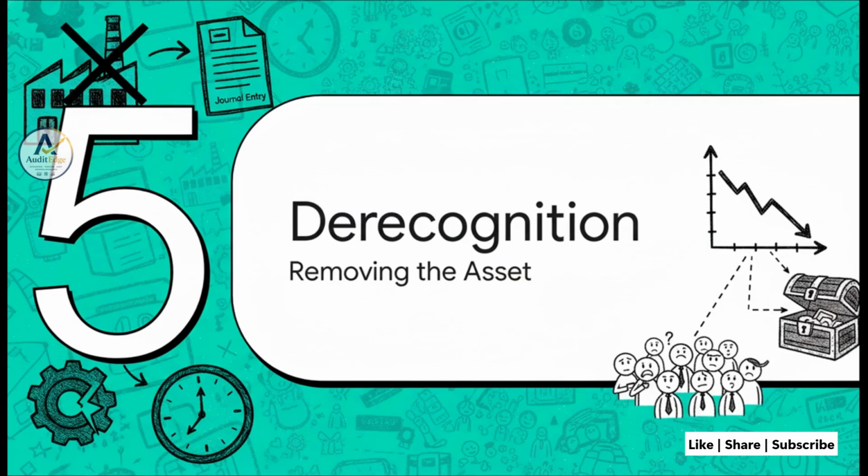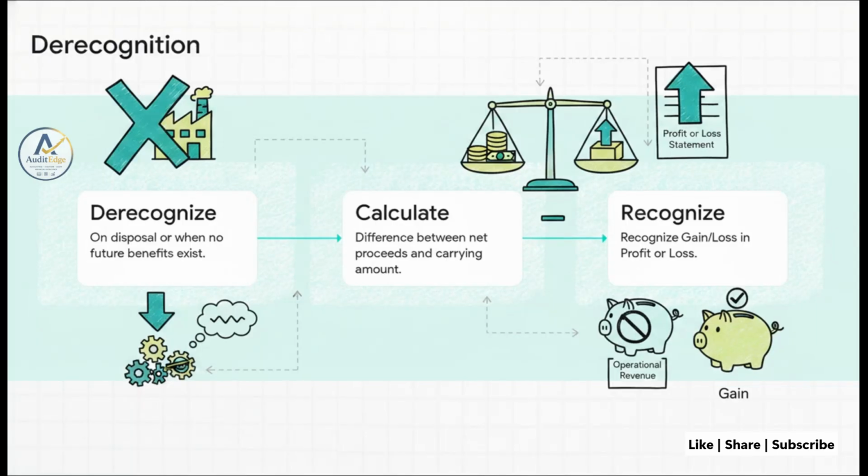Moving to the end of the asset's journey, Section 5, Derecognition and Disclosures. How do we remove it, and what do we tell the shareholders? You derecognize, or basically remove, the asset from the books either when you dispose of it or when absolutely no future economic benefits are expected from its use or disposal. To calculate your gain or loss, you simply take the net disposal proceeds and subtract the asset's carrying amount. Now, this is where most students go wrong. Listen carefully. The resulting gain or loss is recognized in the profit or loss statement, yes, but a gain on sale is never classified as operational revenue. It's a separate gain altogether.